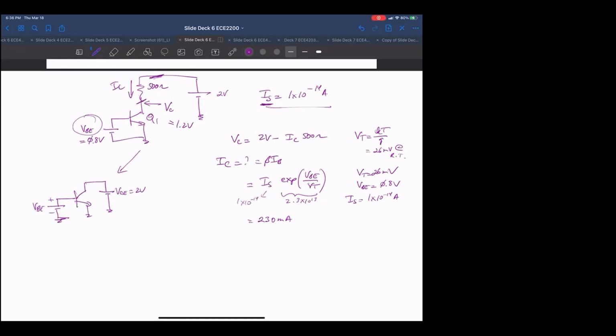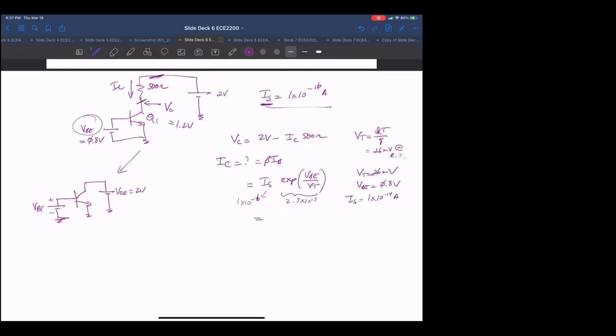Man, 230 milliamps. I picked a really bad value for I sub S. Let me pick a smaller number because I think this is going to screw this up. This is a better number: 1 times 10 to the minus 16. So this current doesn't end up being so large. Let me do it all over again.